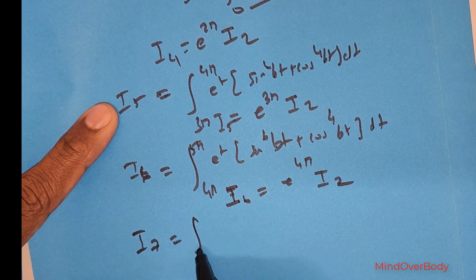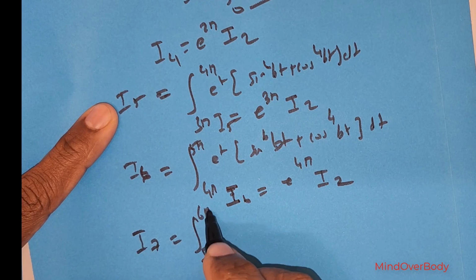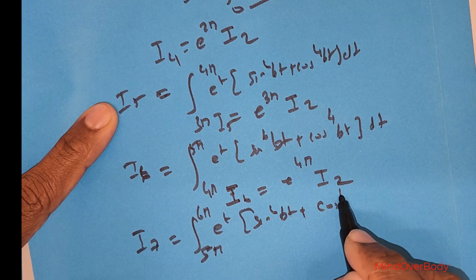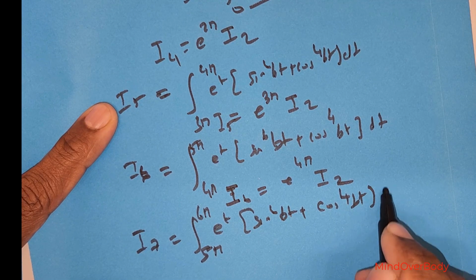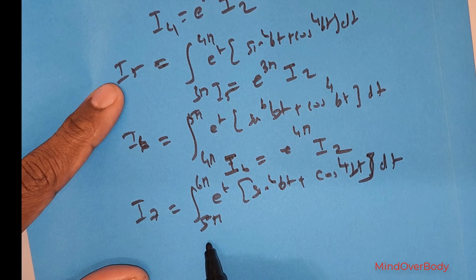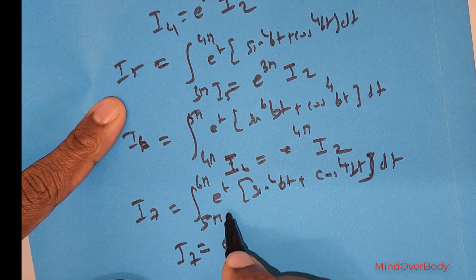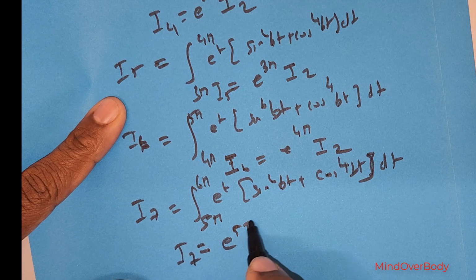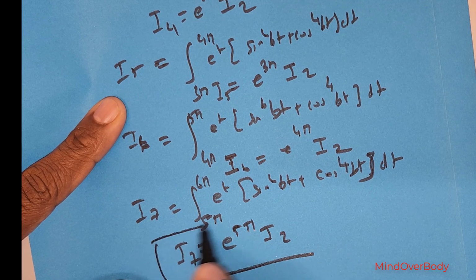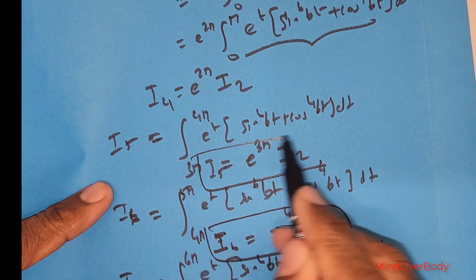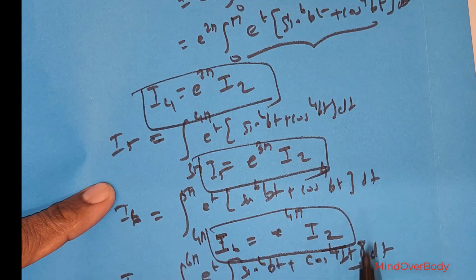Now I7 is 5 pi to 6 pi e raised to the power of t sine 6 bt positive cos 4 bt times dt. And I7 is going to be e raised to the power of 5 pi times I2. So this is my I7, this is my I6, this is my I5, this is my I4.